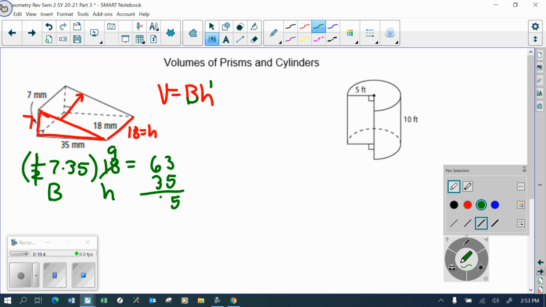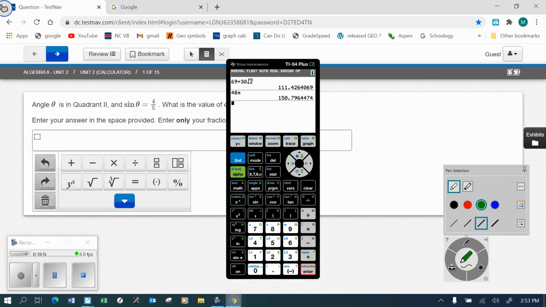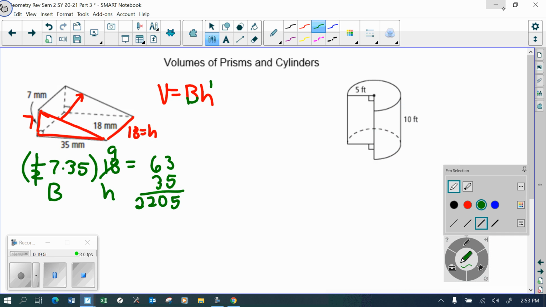31 and 9 is 40, 18 and 4 is 22. Let's see, 63 times 35. 2205, I was right, checking. Okay. So, and then it's cubic units. This is volume, millimeters cubed.